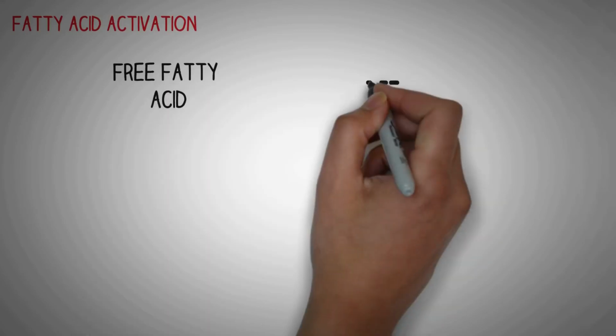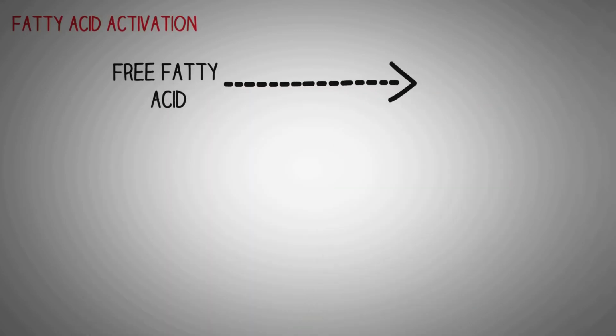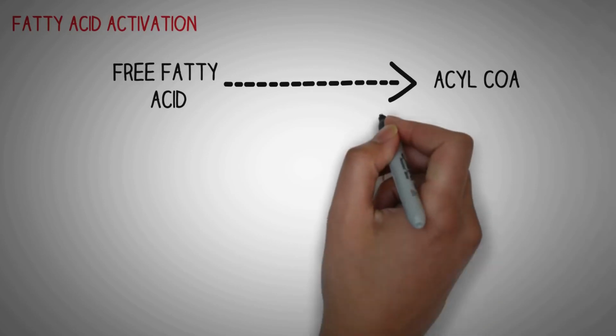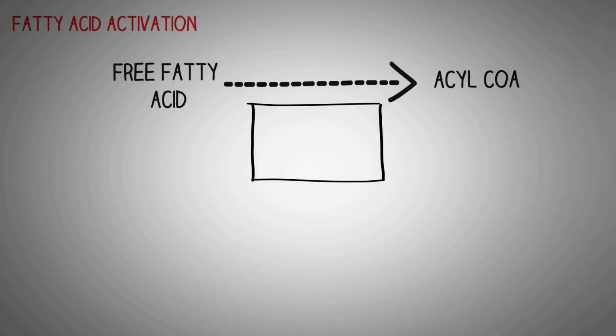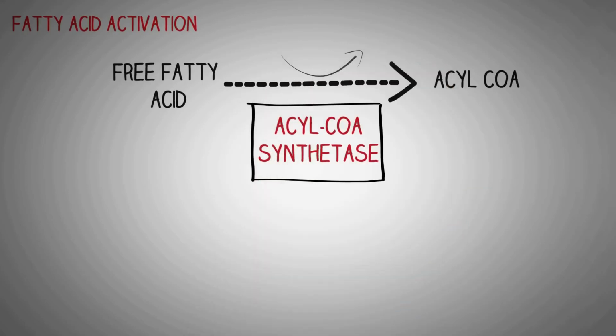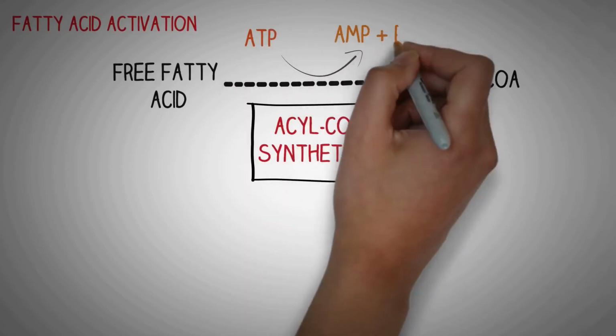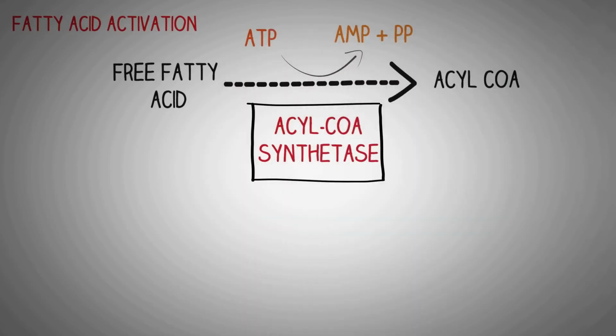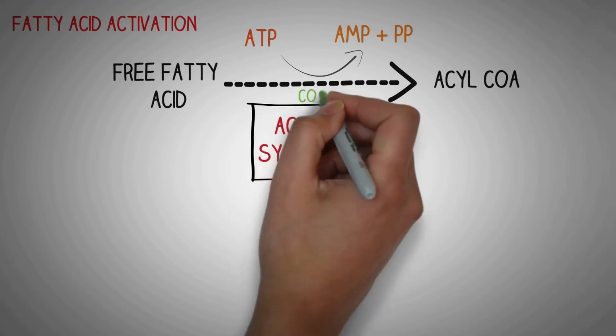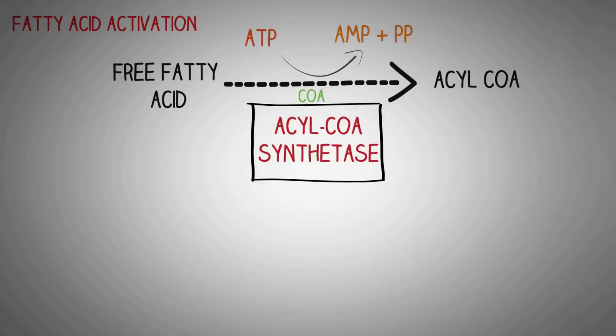A free fatty acid must be converted into its active form, that is the acyl-CoA. Acyl-CoA is the only form that can be metabolized inside the mitochondrial matrix. This reaction is catalyzed by the enzyme acyl-CoA synthetase, and in this reaction, a molecule of ATP is converted into adenosine monophosphate and a molecule of pyrophosphate is released. Coenzyme A is also essential for this reaction.